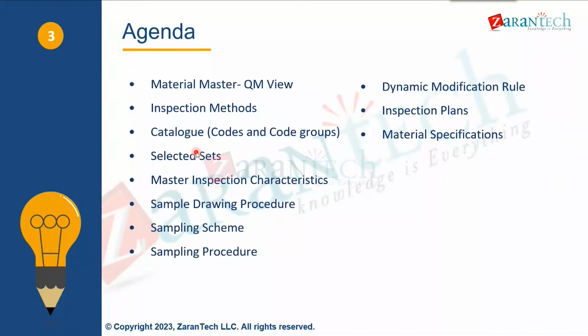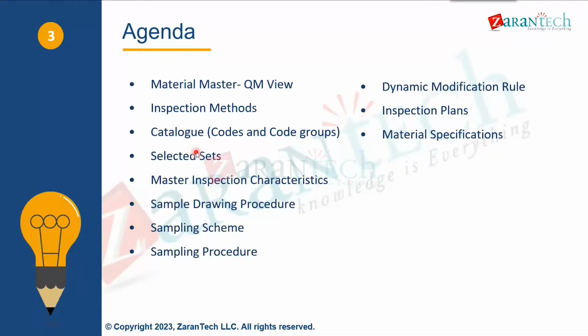Because we cannot express the qualitative characteristics in physical terms, so we need to maintain some codes. Yes, during quality inspection and results recording, we need to inform the system that so and so characteristic is red color, blue color, green color, or accepted, rejected. To have that functionality in the system and to inform the result of that particular qualitative characteristic, this catalog plays a major role.